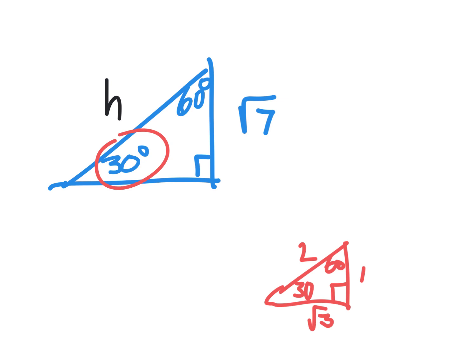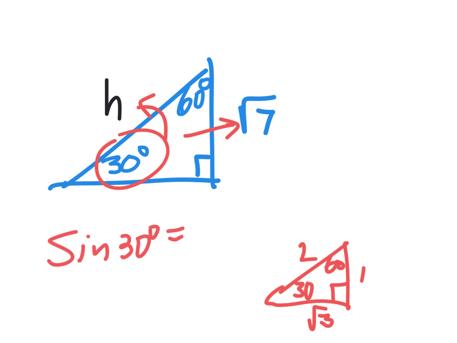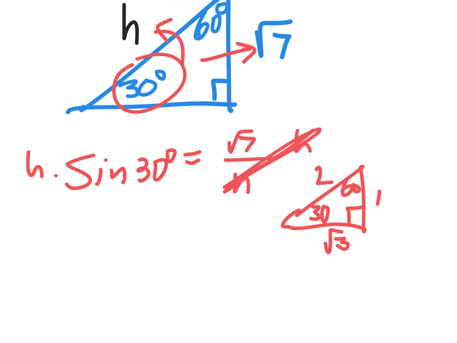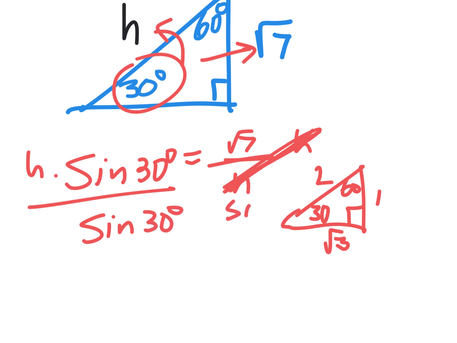Okay, here's how I would have done it. I would have recognized I had an opposite. I had hypotenuse, so it's sine. Sine of 30 is opposite, root 7, over hypotenuse, h. Next, I would have solved for h. I would have multiplied by h on both sides so that this is gone. Clear the fractions. No more fractions. Now I'm going to divide both sides by sine of 30. And now that gets rid of the sine of 30 on the left side. And now my answer is root 7 over sine of 30.